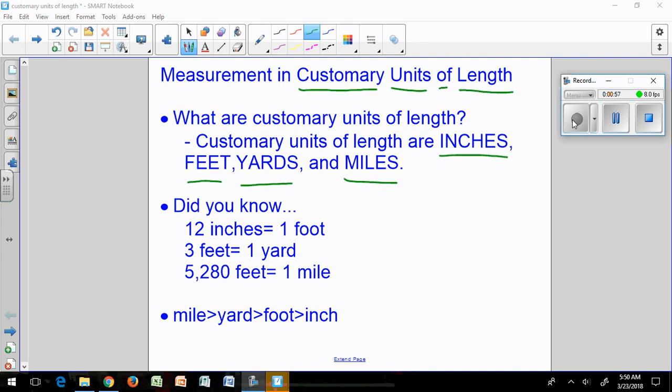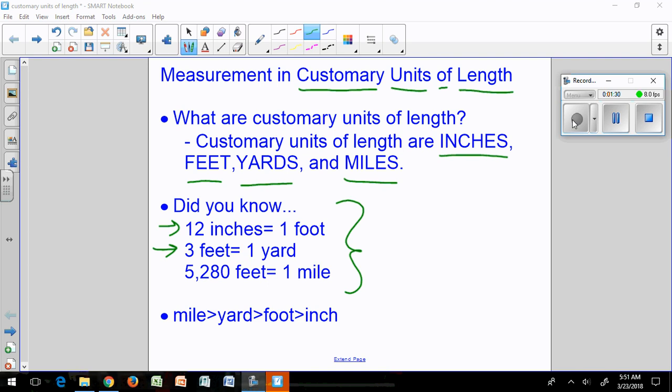So, it's going to be very important for you to know these three conversions. There are 12 inches in 1 foot, which I hope we all know. Look at a ruler, how many inches are on the ruler. 12 inches in 1 foot. And there are 3 feet in 1 yard. Look up in the front of the room at my yardstick that I used to turn on the smartboard. On that yardstick, there are 3 feet.